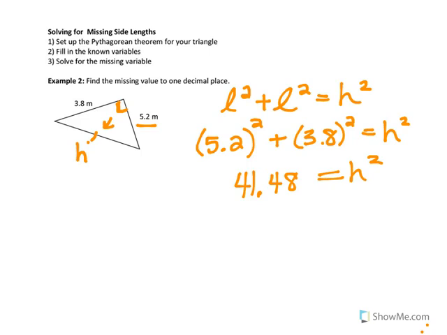Now h isn't fully by itself yet. We have to get it by itself. So I'm going to square root each side to get rid of that square. And I will be left with 6.4 is equal to h. And a nice little check you can do is that the hypotenuse is always going to be your biggest side.